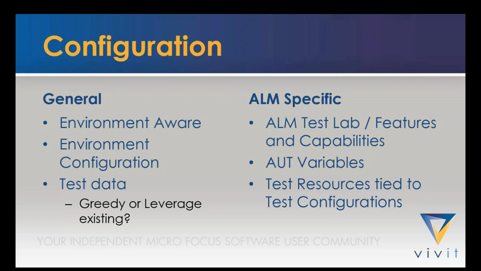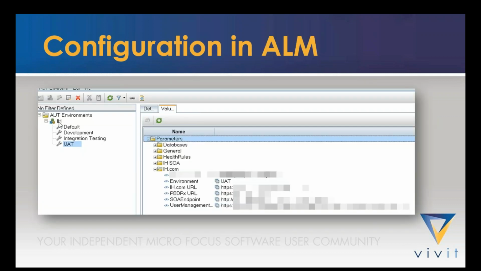Yeah, that's a really great point, and I think it just shows that there are so many different options out there, and just being aware of the problems that you have to solve is highly important. In terms of ALM-specific things, since this is a Micro Focus presentation, there's ALM Test Lab, and there are features and capabilities that you can manage in there. You have AOT environment variables that are set in ALM, and you have test resources tied to their test configurations. I actually have some diagrams in the next couple of slides. We can look at the first one now that will show you these things in further detail.